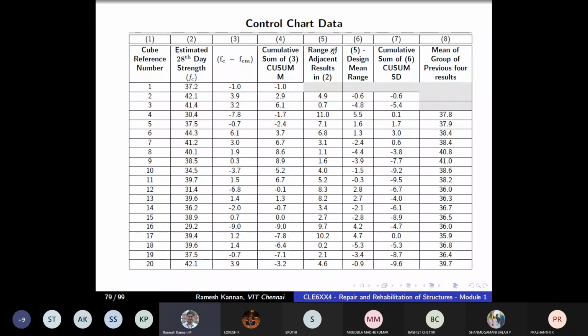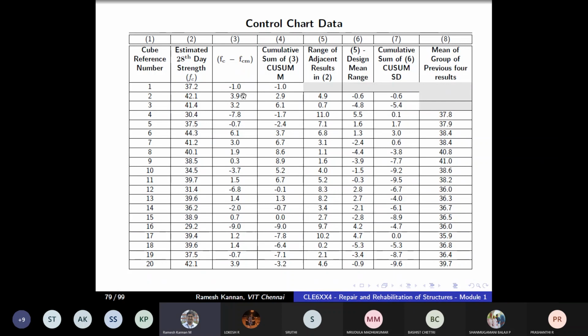All right, so this is the... probably you can talk about the variation between individual cubes. Say for example, there's no first variation because it's only 37.2. There's no previous value. So 41.4 minus 42.1 will be minus 0.7, and 30.4 probably this one.